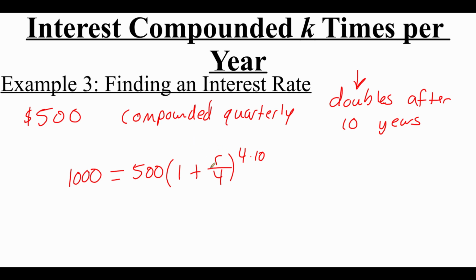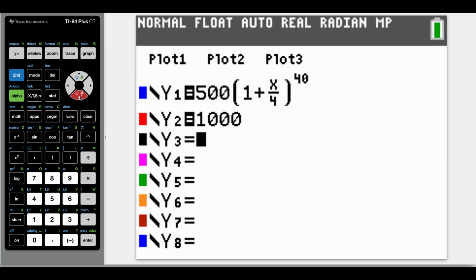Now we're trying to solve for this r value, and I'm going to use my calculator to help me out. In my calculator, I have 2 equations typed in. For my y1, I have the right-hand side of my formula typed in, but I did take the 4 times 10 to get 40 as the exponent. And for the y2, I have that left-hand side, 1,000, typed in.